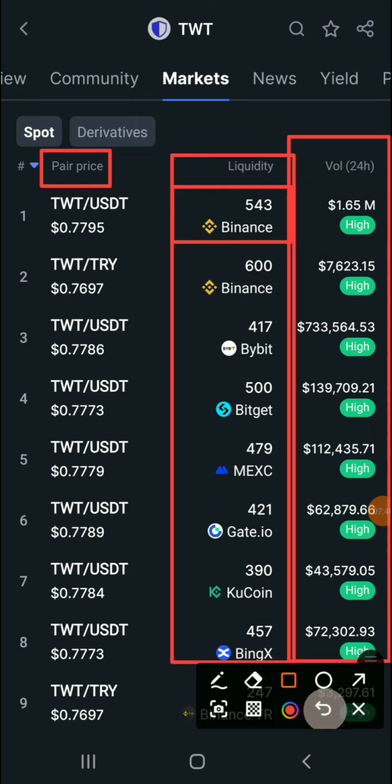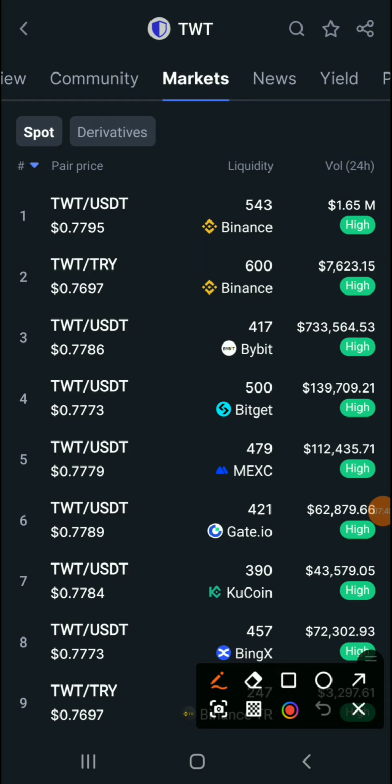So this asset right here is being sold on Binance at 0.7795, and it's sold on Bybit at 0.7786, so the difference is not that much. One thing about arbitrage is that the more your capital, the more your profit, right? So if you want to trade these two, you want to buy on Bybit since it's cheaper there, 0.7786, and it's more expensive on Binance, 0.7795.